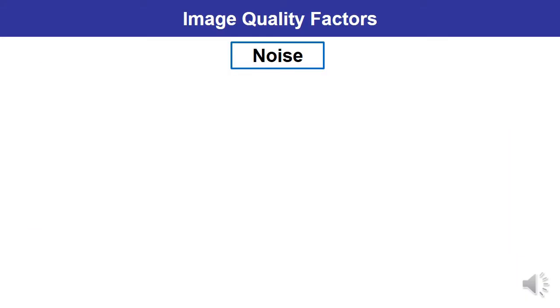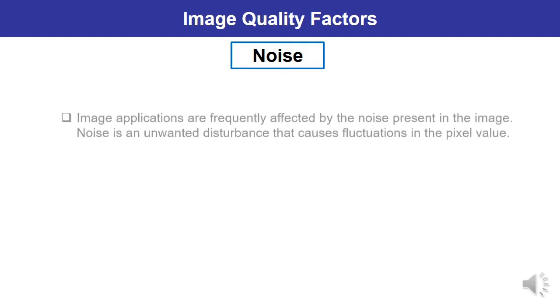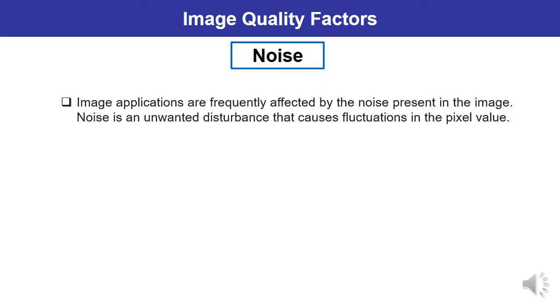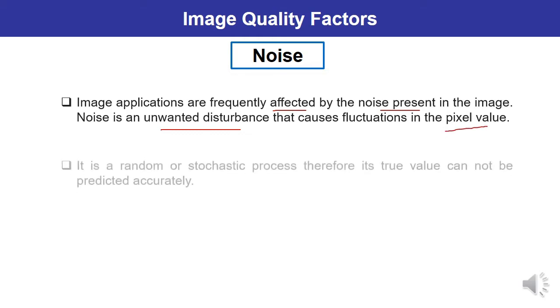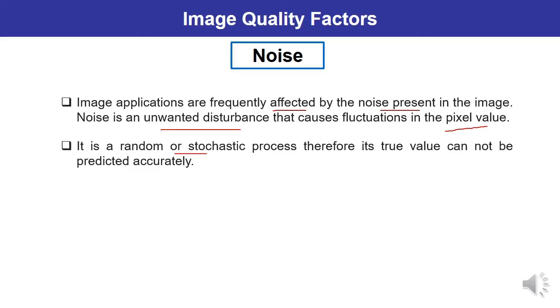Fourth image quality factor is noise. From this particular term, all of us are very well aware. We have studied it a lot in communication. Image applications are frequently affected by noise present in the image, and we all know that noise is an unwanted disturbance that causes fluctuations in pixel value. It is a random or stochastic process. Therefore, its true value cannot be predicted accurately.